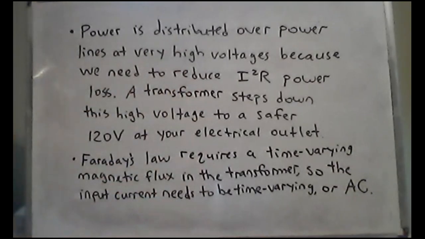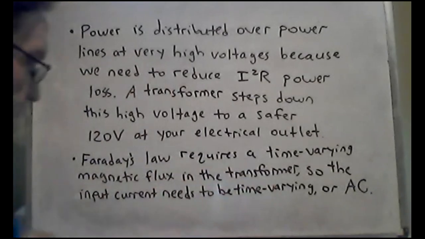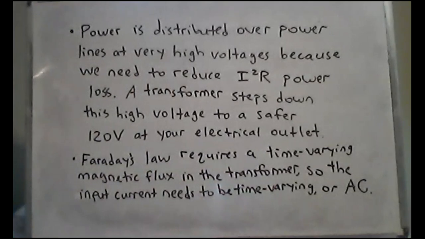Transformers, we're going to find out very quickly, depend on Faraday's law of induction. So for the transformer to work, the magnetic flux in the transformer has to constantly be varying. How do you constantly have that be varying? Well, you're going to have a time varying current. Time varying current means what? AC. Okay, so it is so important that we use AC power. That's why AC power prevailed over DC.